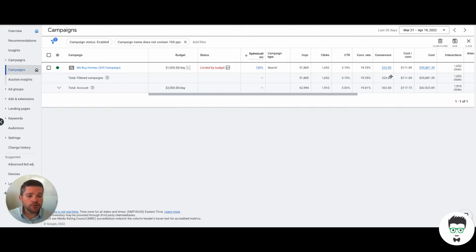323 conversions or leads, and a cost per acquisition of $111 per lead, with a total monthly cost of $35,881.39. So, pretty great campaign. This is going really good for us.